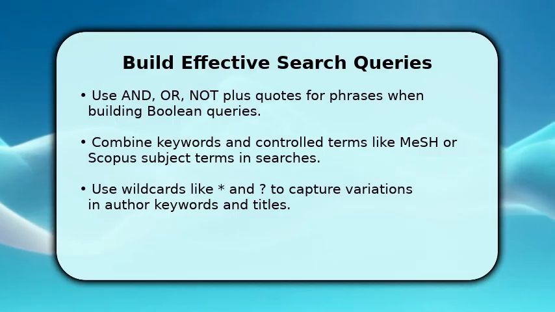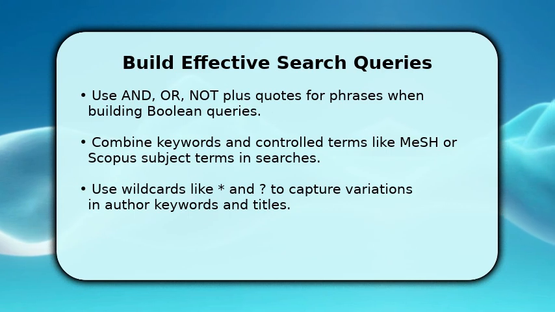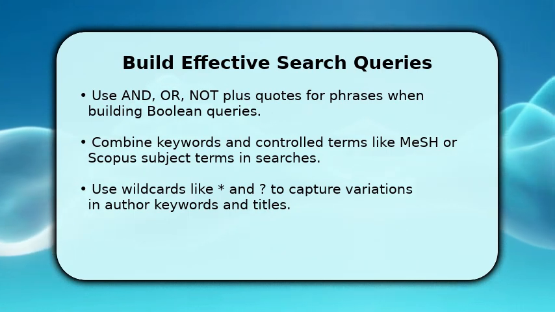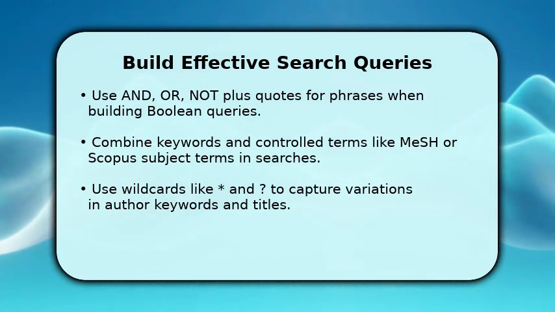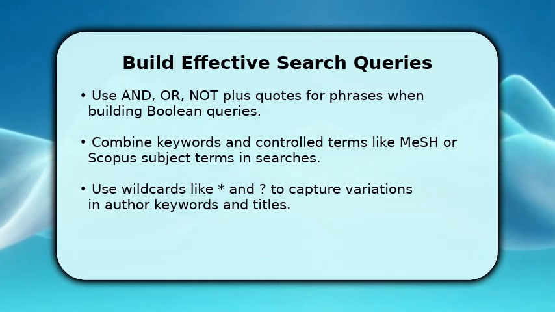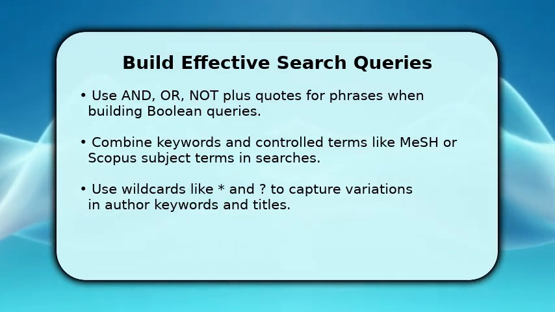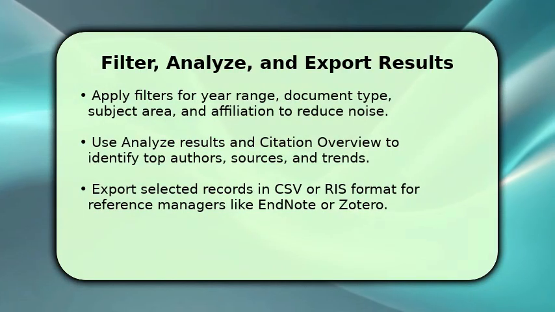Add wildcards like asterisk or question mark to capture plurals or variant spellings. Include controlled terms and author keywords when possible for higher recall and precision. Test and iterate queries. After running your query, apply filters to narrow the result list quickly.